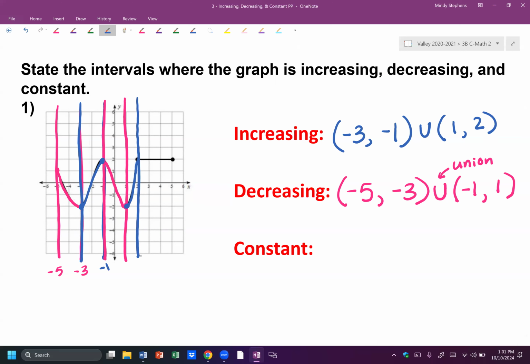Then from there, it's constant, it's flat. So starting at 2, it's constant, and it's constant clear till it gets to this spot here, which is at 5. Because if I draw that line, it goes through 5. That's how your answer is going to look. You're just drawing everywhere it's increasing, decreasing, and you're going to have separate pieces for each with a union in between them.